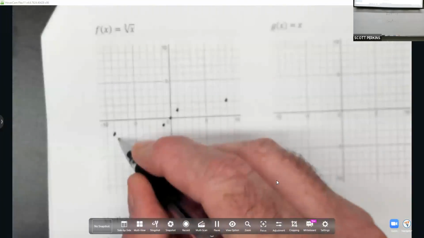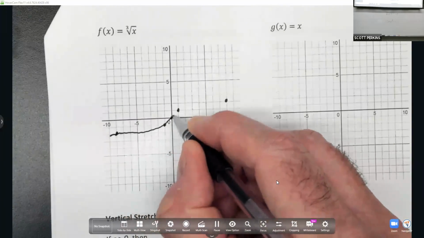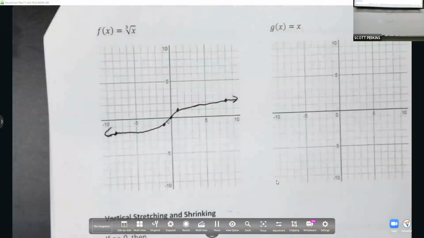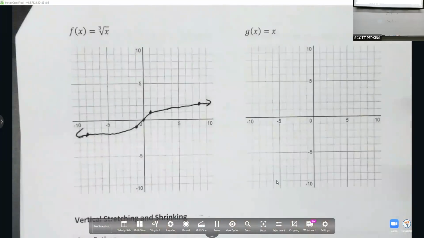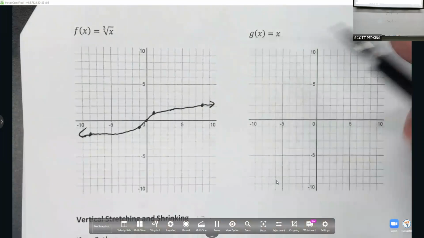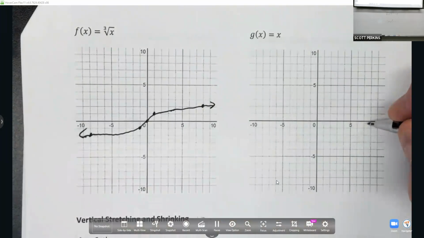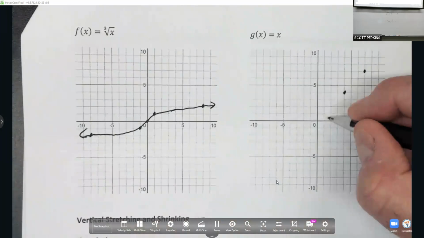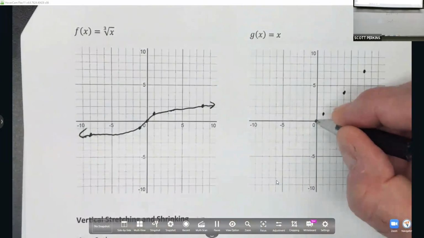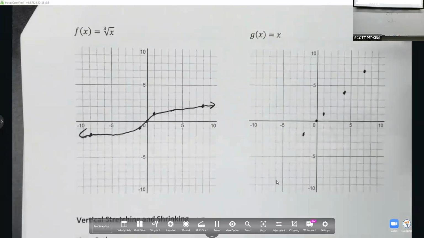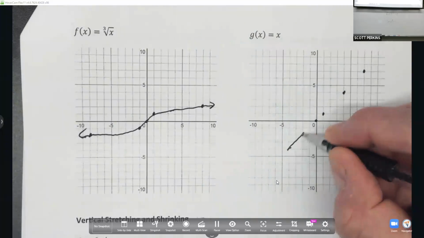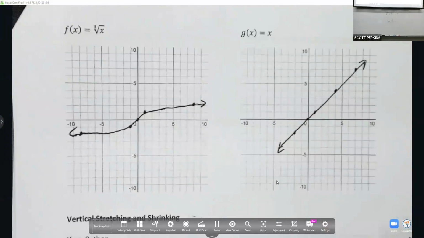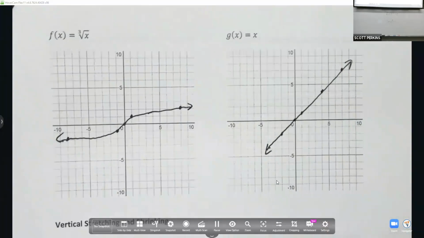So here is, there's my cube root graph. And the last one is just the identity. Whatever I put in is what I get out. So when I put in 7, I get out 7. When I put in 4, I get out 4. When I put in 1, I get out 1, 0, 0, -2, -2. It's just a line with slope 1 and y-intercept 0, and there it is. And there we go.